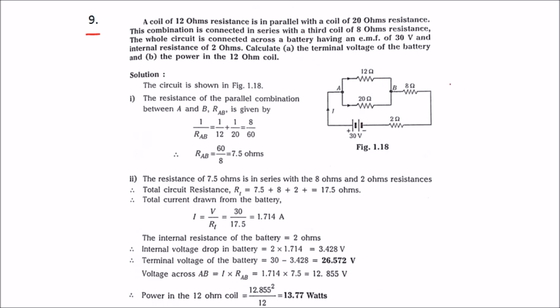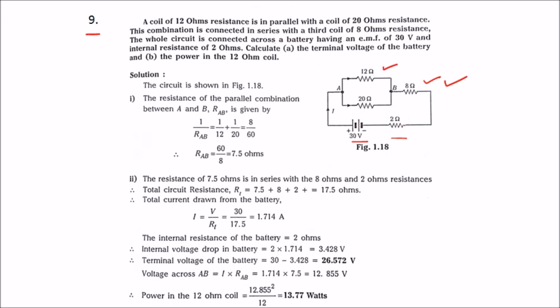So this is the circuit where the 12 ohm and 20 ohm resistances are in parallel, and this combination is in series with the 8 ohm. This 2 ohm is the internal resistance of the battery with the supply voltage of 30 volts. So this is current I. First we need to find the terminal voltage. Terminal voltage is nothing but the supply voltage minus the voltage drop of the internal resistance.